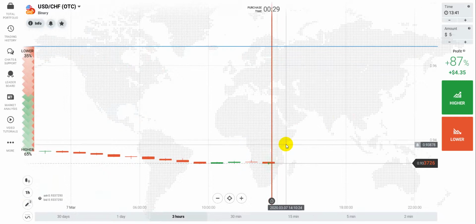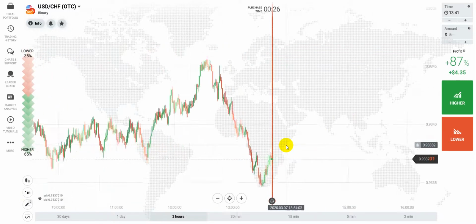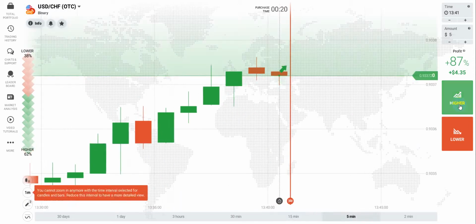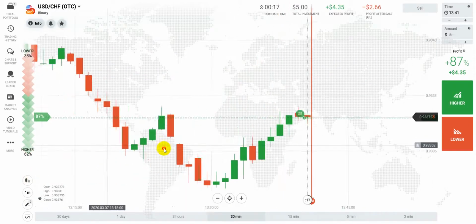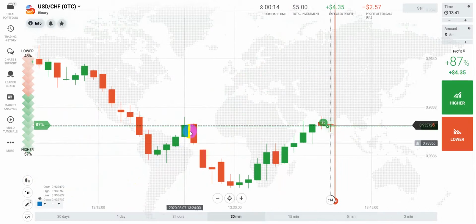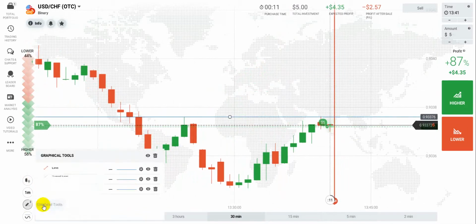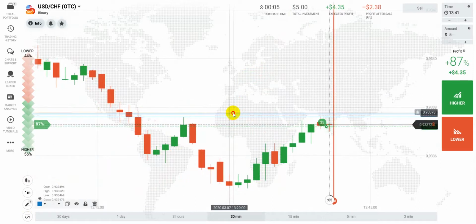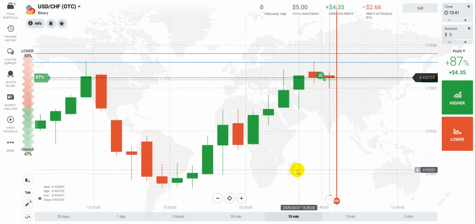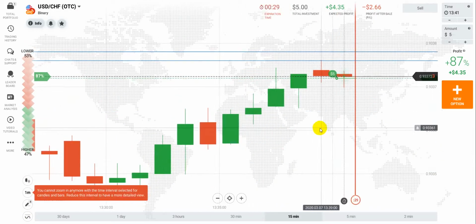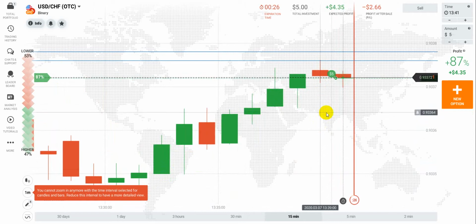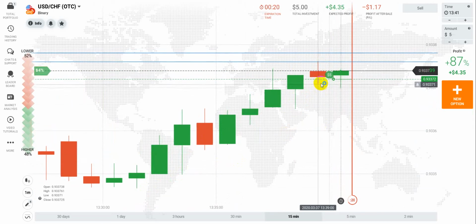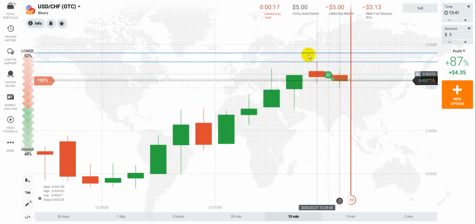OTC started here. Uptrend. This is a reversal candle, but the previous candle had strong buying pressure and this candle has lower rejection. That's why I took a higher option here.